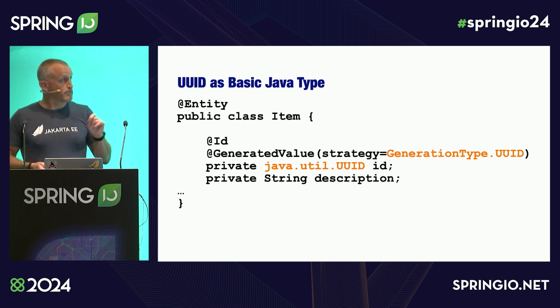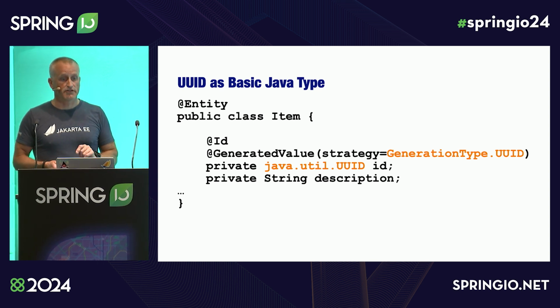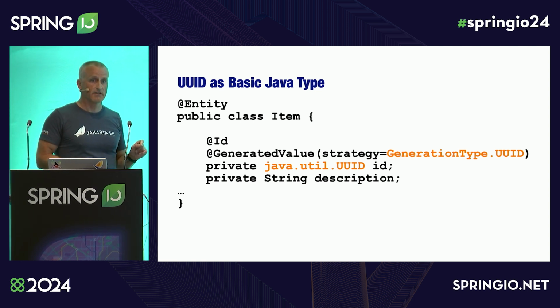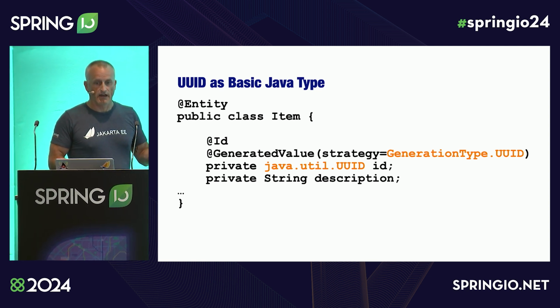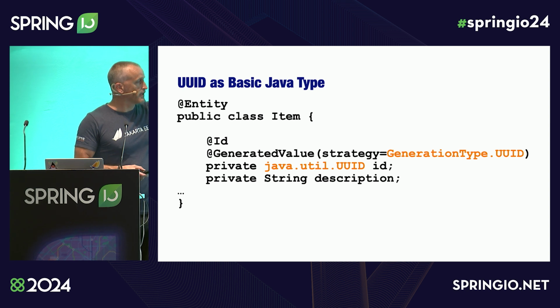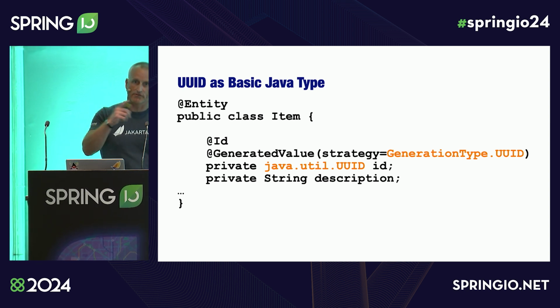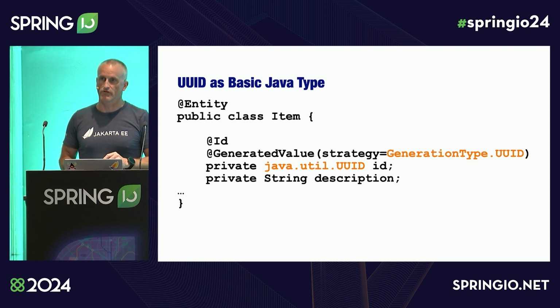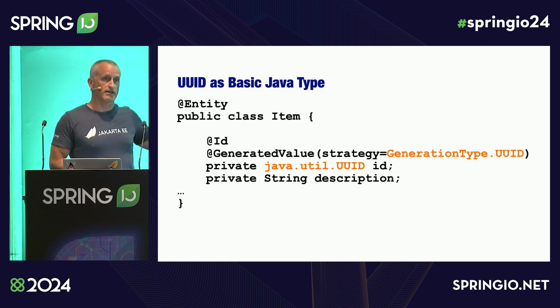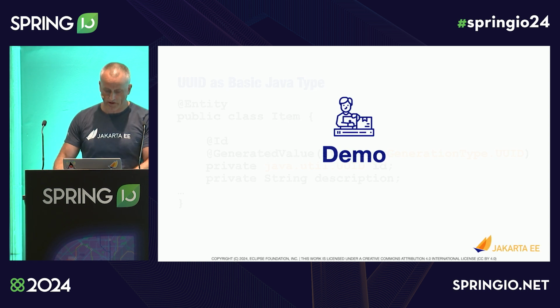So in 10, what we did there was to introduce UUIDs as basic Java types. So now you can have a field, in this case the ID, as java.util.UUID directly, without doing the mapping from string to UUID as you had to do before. And this is available in Spring Boot today, as long as you're on Persistence 3.1 or higher. So I want to demo that.